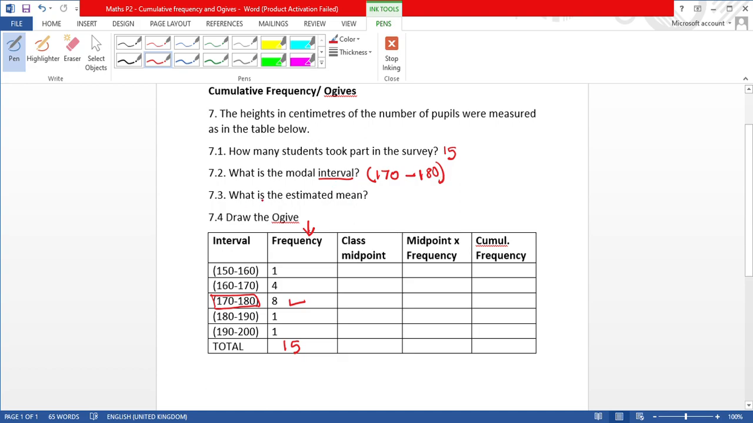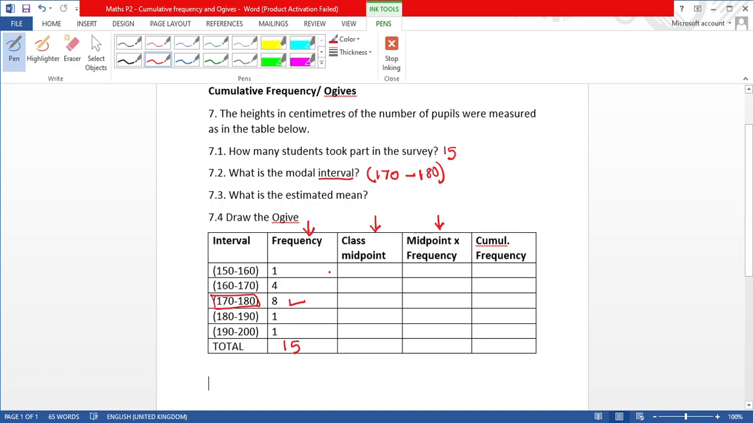Okay, question 7.3 says what is the estimated mean? Okay, let's work out the mean. I did discuss it in one of my previous videos, how to get the mean, which would be our approximate mean. We're going to work out the midpoint of our interval, and then we're going to work out the product of the midpoint and frequency, and then we'll get the mean.